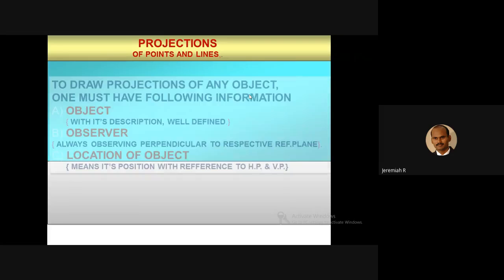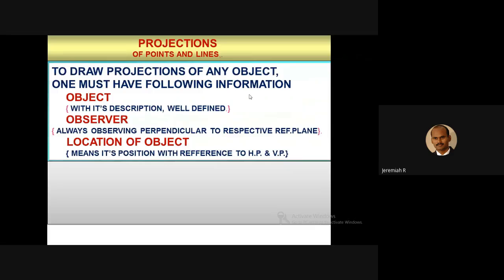So there are 3 basic things required if you want to draw projection of point. One is the object. Object is here a point. In the second unit, the object is a line, projection of a line. In the third unit, we are going to keep the solid. And the observer. In case of projection of point, we are going to consider the first quadrant, second quadrant, third quadrant, and fourth quadrant. So sometimes the observer may be in the first quadrant, the second quadrant, the third quadrant, or the fourth quadrant.